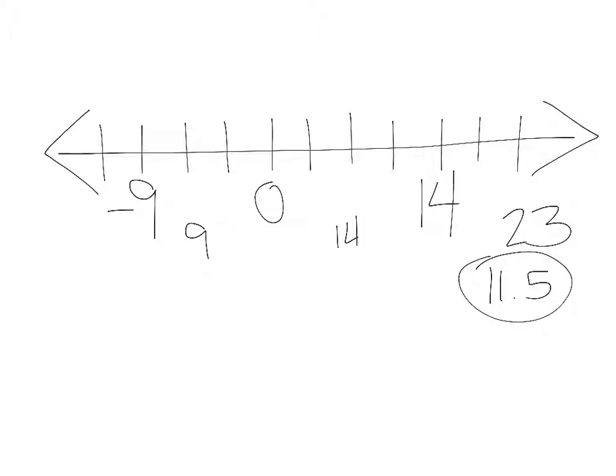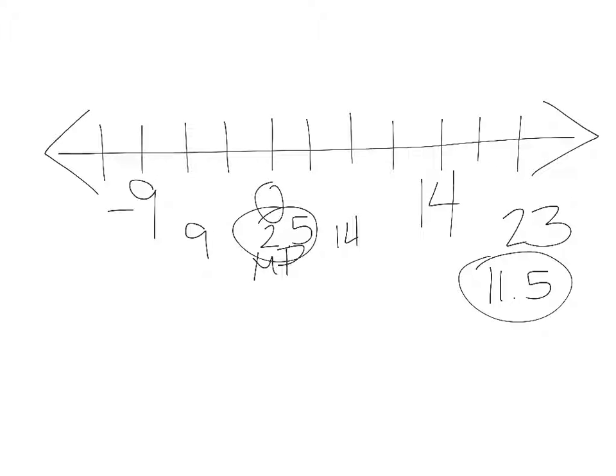Now to find out where that midpoint is, I have to go back 11 and a half. So I know that if I go back 11, that'll take me to 3. I'll go back 11 from here, that'll take me to about 3, and I have to go back another half. So it sounds like that should be 2.5. That should be the midpoint.